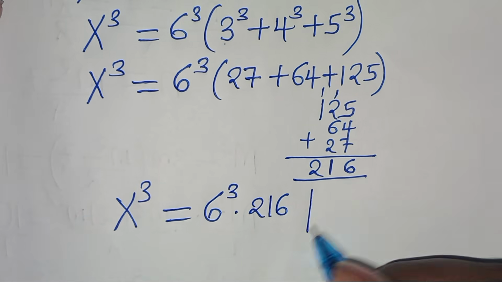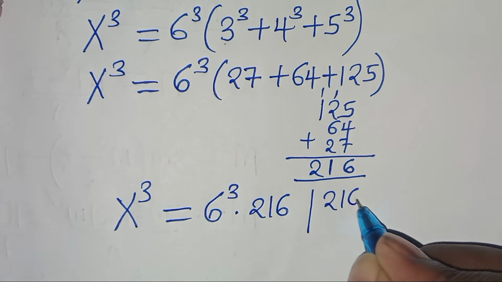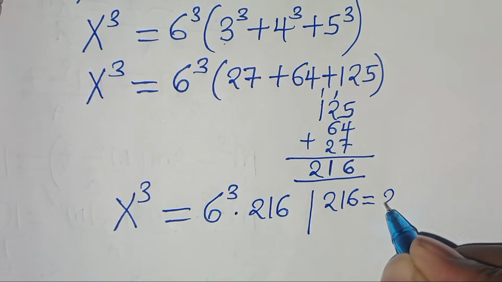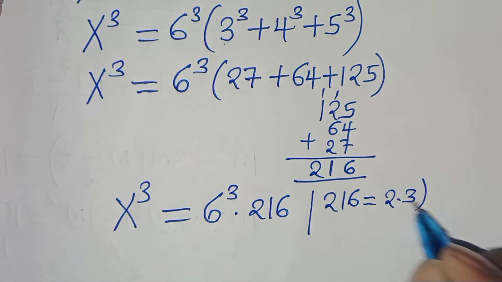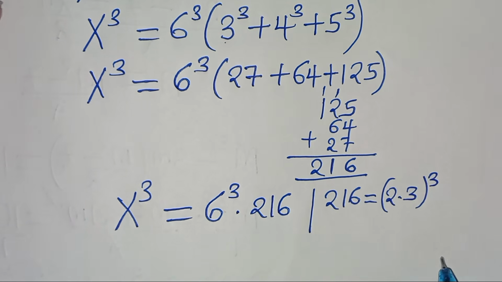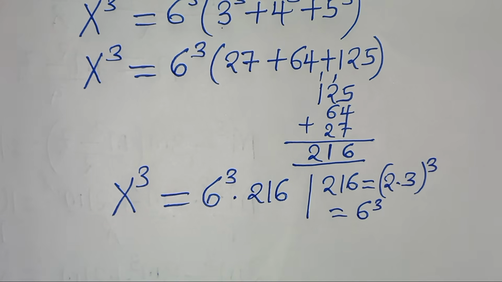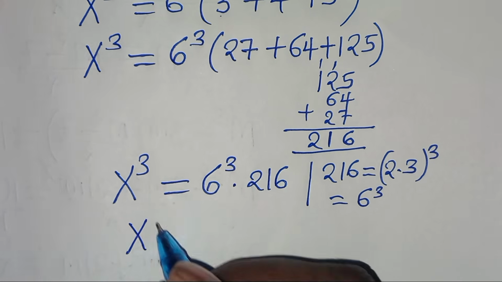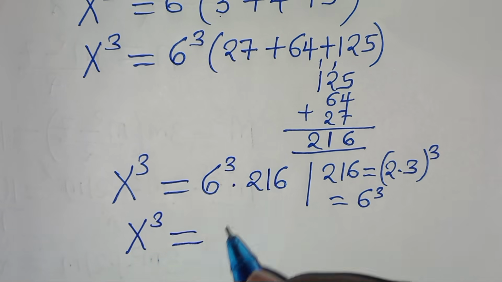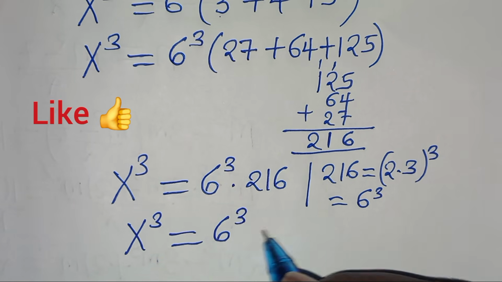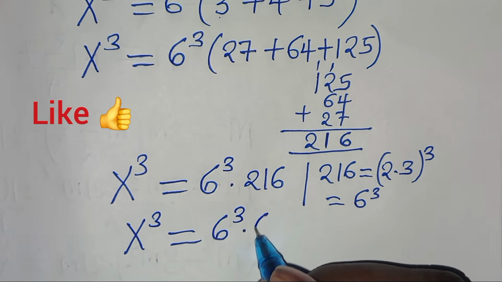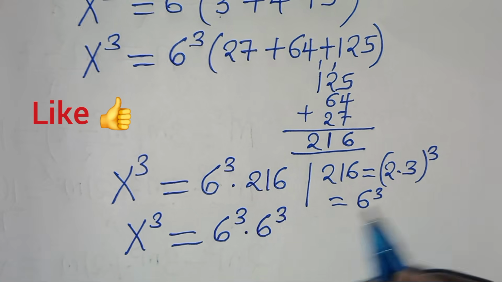Now we have that 216, this is the same thing as 2 times 3 raised to the power of 3. So this is the same thing as 6 to the power of 3. So this is x to the power of 3. This is equal to 6 to the power of 3 multiplied by 6 to the power of 3.